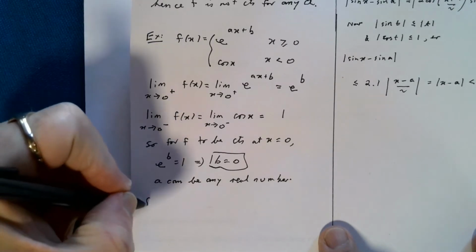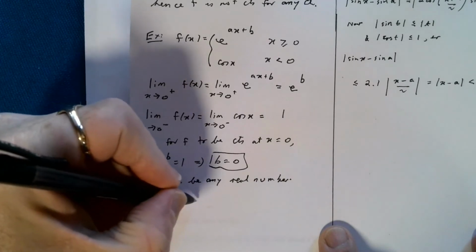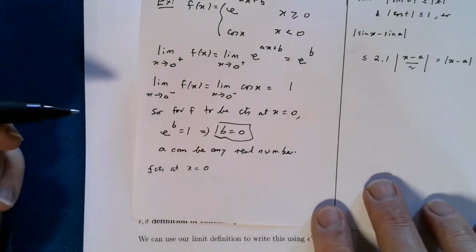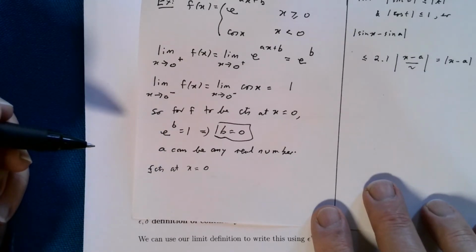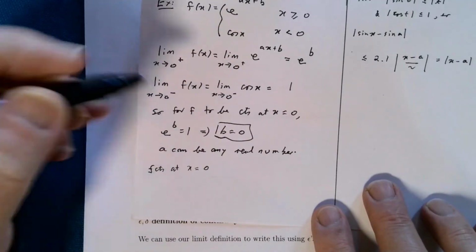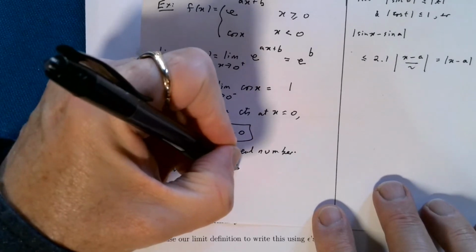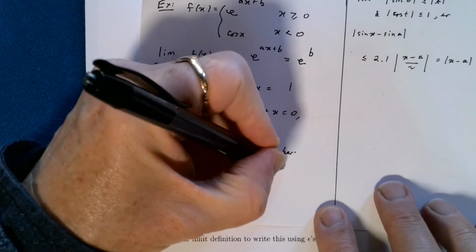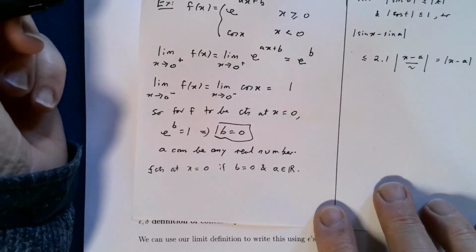So we can say that f is continuous at x equals 0. By the way, I'm going to use this CTS quite commonly. CTS is just an abbreviation for continuous, which I've used above in fact as well. So CTS means continuous. It's continuous at x equals 0 if b is 0 and a can be anything. So a belongs to the set of real numbers. A can be any real number you like.